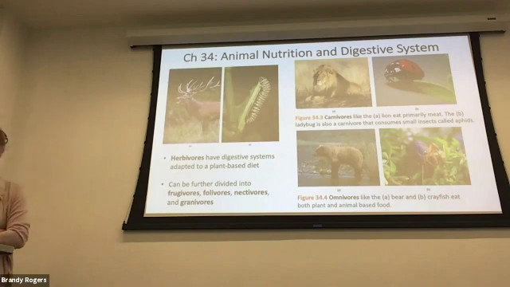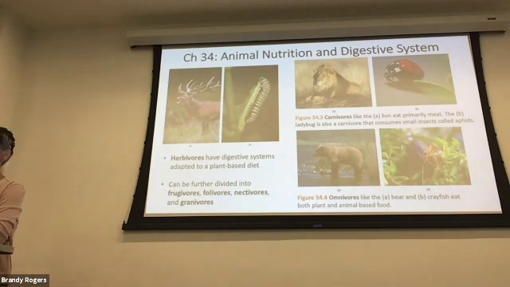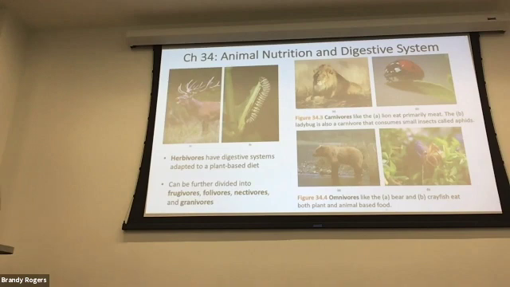So the first system your book covers, the first chapter, 34, is on nutrition and the digestive system. So I like talking about the digestive system. It's an interesting one. They're all pretty interesting, really. The first thing I want to do here is just talk about what animals eat and how we classify them by their diet. We talk about nutrition. So we've got herbivores, carnivores, and omnivores. You guys know what those terms mean, right? What's a herbivore? Yeah, it eats plants.